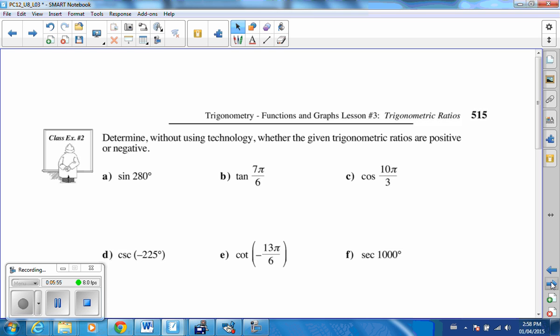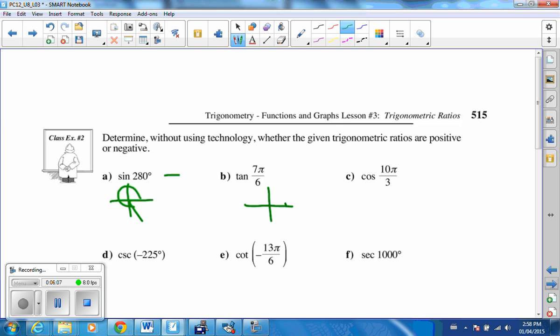So now I could just type this into my calculator, but we want to just be able to envision it. 280 is going to be there. Sine is negative in that quadrant. Tan of 7 pi over 6, this is just going to be past pi, so it's right there. This is a positive quadrant for tan. Cos of 10 pi over 3, well, around there's 6 pi thirds, 7 pi thirds, 8 pi thirds, 9 pi thirds, 10 pi thirds, and I'm now in a negative cos quadrant.